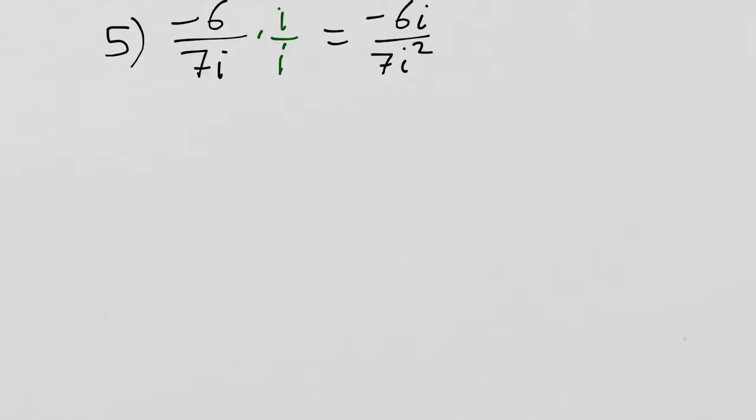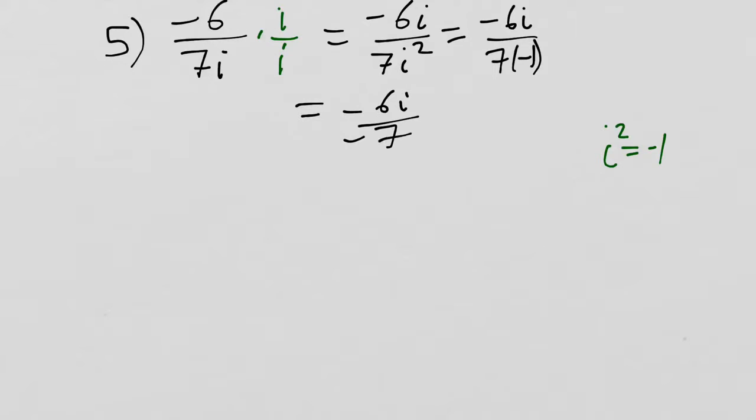Now, if you remember, i squared is simply negative 1. So what we're going to end up with is negative 6i over 7 times negative 1. And that's finally going to give us negative 6i over negative 7, or just 6i over 7. So that's our first one there.